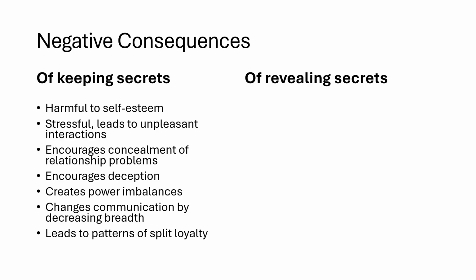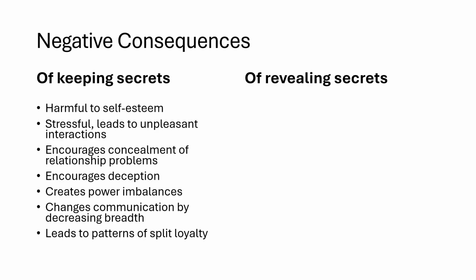Keeping secrets also can change the communication, of course, by decreasing the breadth, right? Because there are fewer topics allowed to be discussed. And keeping secrets can lead to patterns of split loyalty. So this would be an example specifically relevant to family secrets. As a secret keeper, you have to choose between remaining loyal to the secret holder or remaining loyal to the people who might be hurt by not knowing the secret.